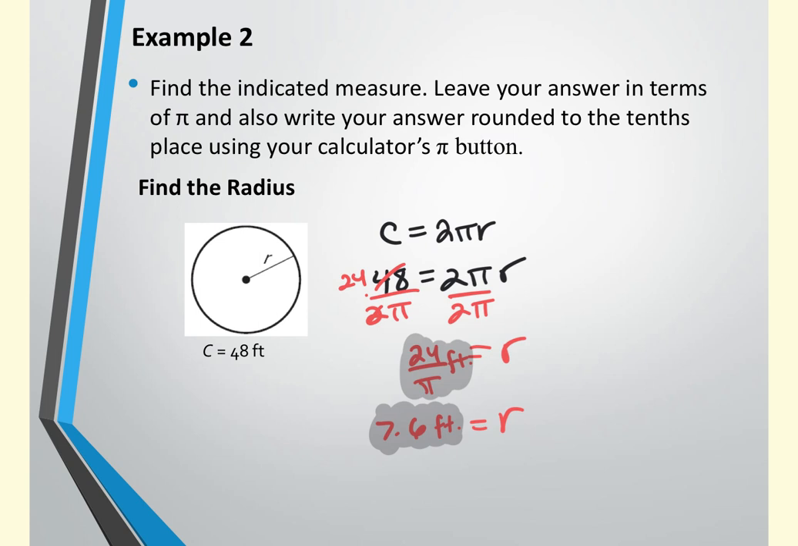So again, circumference equals 2 pi r. This time I have the c, so 48 is c. Divide both sides by 2 pi. Exact and in terms of pi would be 24 over pi. And then actually putting that in the calculator to do 24 divided by pi, you should get 7.6. Questions on that one? Nope.